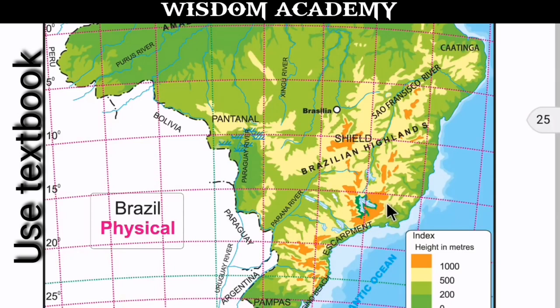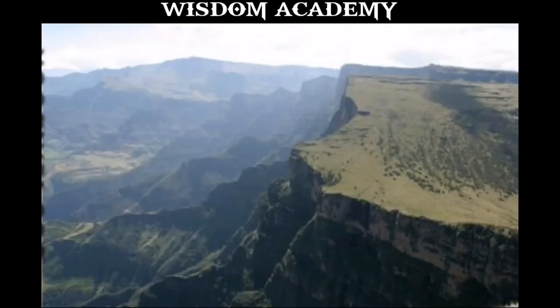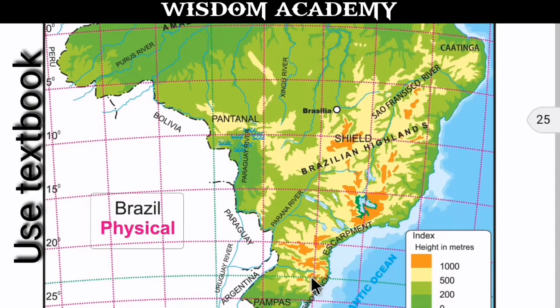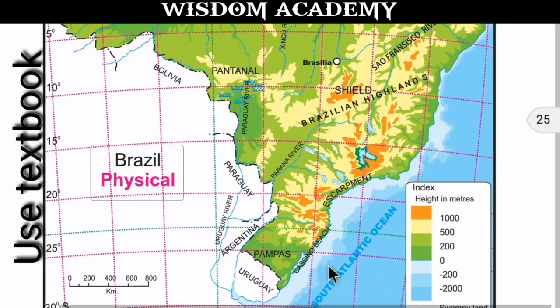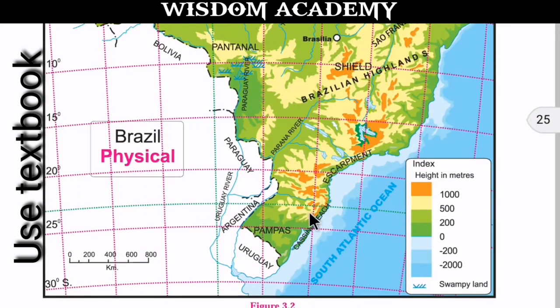Escarpment means a straight slope. It is a straight slope, so here the Brazilian highland ends. After that, the escarpment. This is the photograph of the escarpment of Brazil. Let us see what the features of the escarpment are. Now the Great Escarpment. The Great Escarpment is located trending from this region to this region. So there is a Great Escarpment of Brazil.